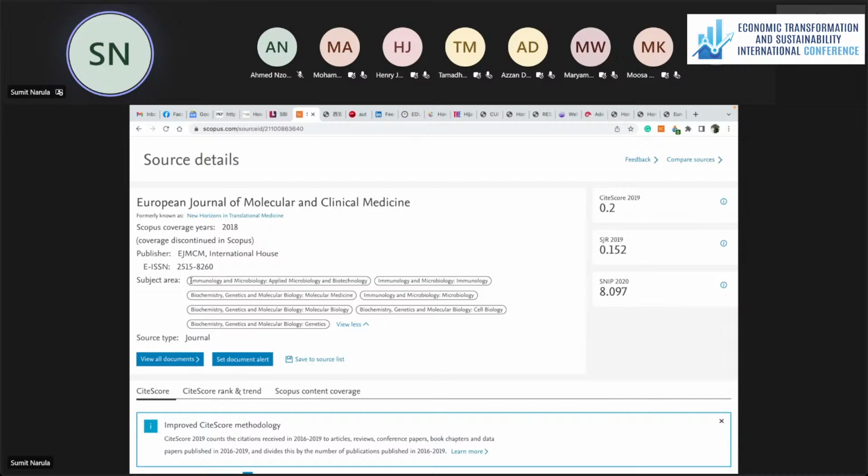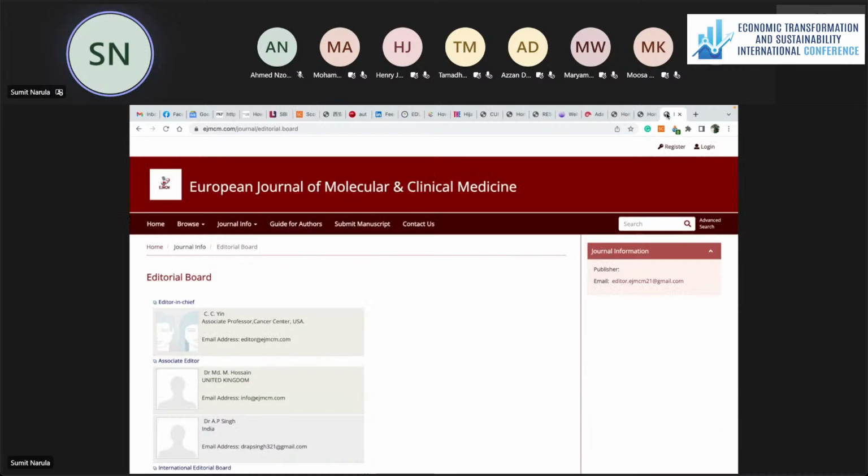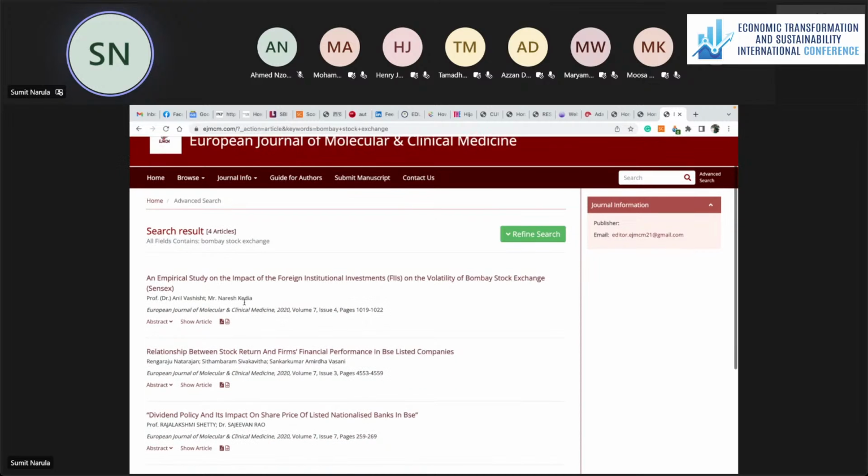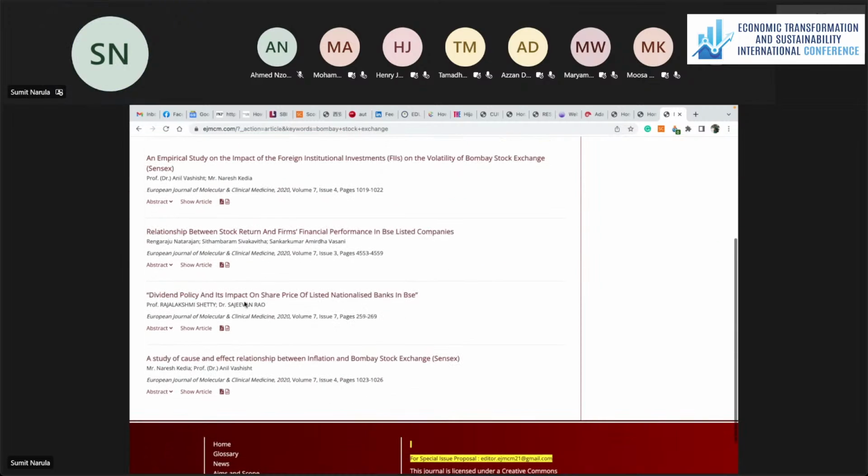Just look at the subject area, which is immunology, biotechnology, biochemistry, genetics. But if we go to the website and type Bombay Stock Exchange here and search, you will see papers on the Bombay Stock Exchange. How can a European Journal of Molecular and Clinical Medicine have papers on the Bombay Stock Exchange in it? That means they are predatory. This is how you have to check it.